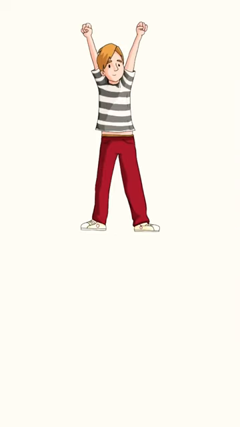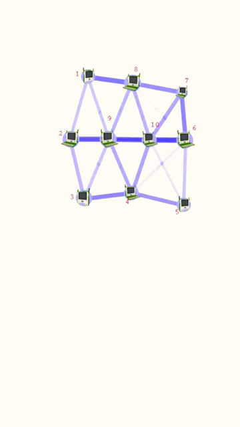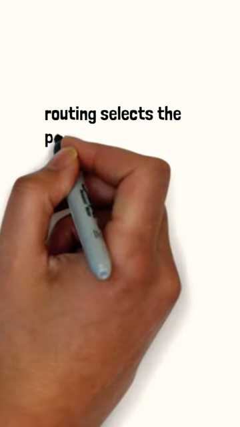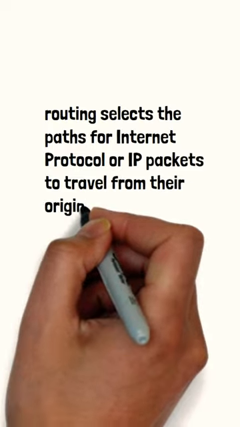Hey guys, today we're gonna discuss routing. It is the process of selecting network paths to carry network traffic. Routing is performed for many kinds of networks, which include packet switched networks. In packet switched networks, such as the internet, routing selects the paths for Internet Protocol, or IP, packets to travel from their origin to their destination.